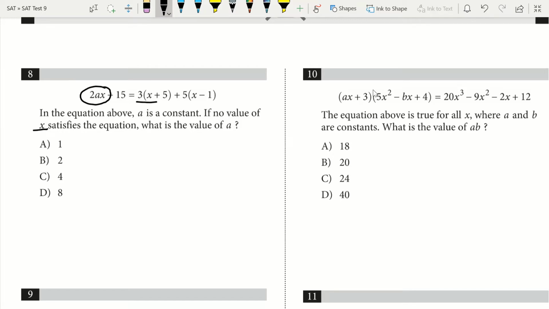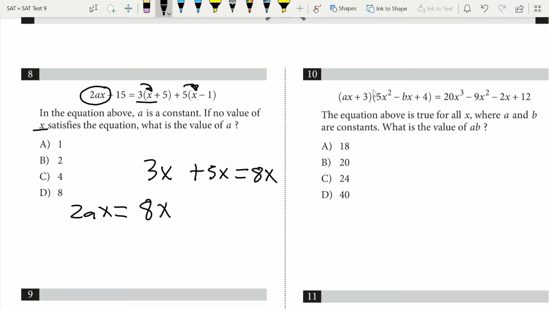So what I can do is I can take this 3, multiply it by x to give me 3x. Then I take this 5, multiply it by x to get plus 5x. I see that that gives me 8x. So now I have 8x is equal to 2ax. And we know that these two have to equal each other in order for there to be no value of x that satisfies the equation.